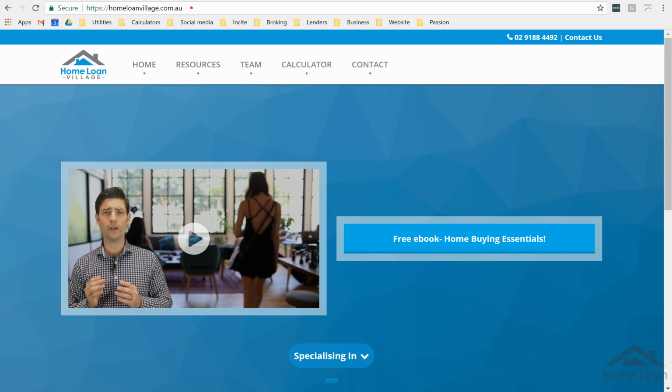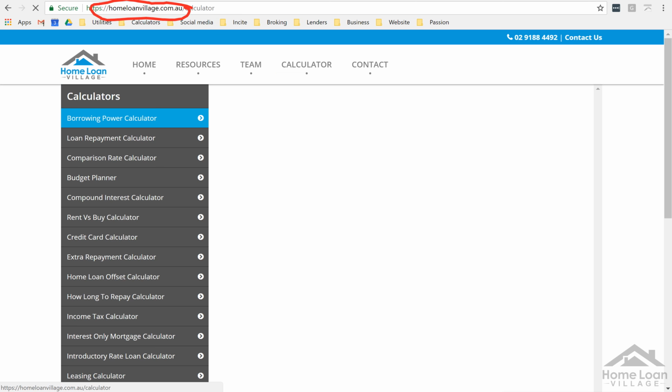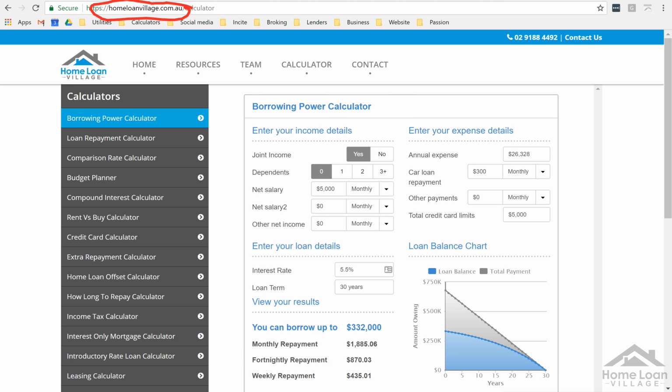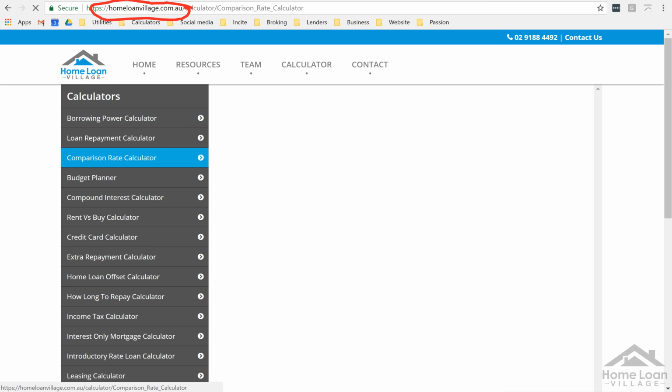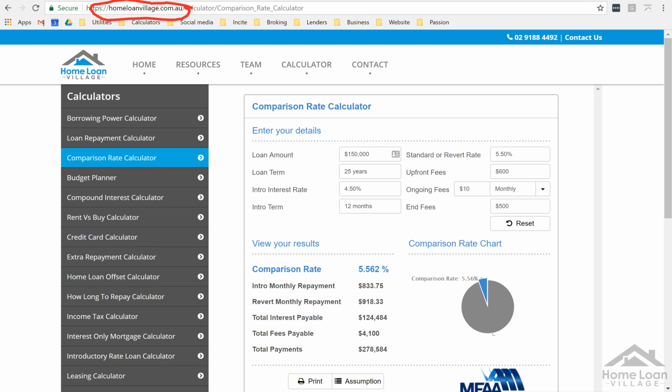So first of all, as always, go to homeloanvillage.com.au. Then all you need to do is click on the calculators here and look down on the left-hand side until you find the comparison rate calculator. So it's currently third from the top. We've got a few details plugged in here.